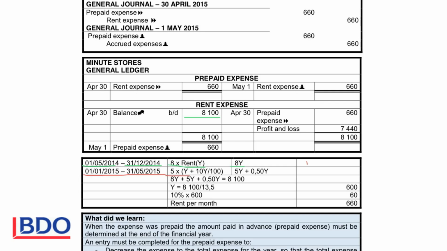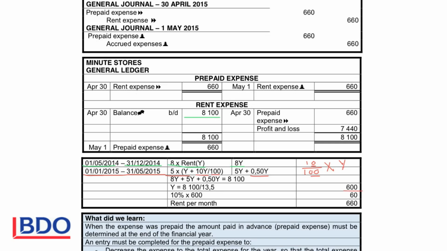Normally you will say 10% over 100 times the amount that's Y. So above the line it's 10 times Y gives me 10Y. Below the line is 100, so divide by 100. And that will give me 5 times Y is 5Y. 5 times 10 is 50 divided by 100 is 0.50Y. So Y will give us 600 Rand.